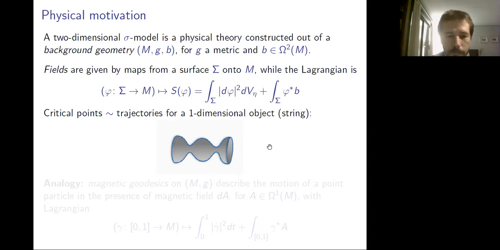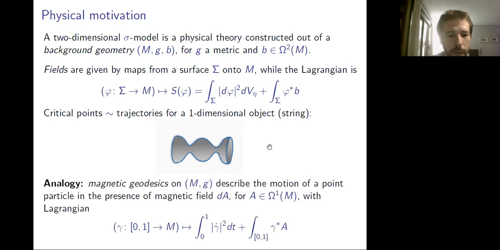Okay. So let me make an analogy which may clarify this picture. The analogy is with the magnetic geodesics on a manifold endowed with a 1-form. So if you fix a Riemannian manifold and you fix a 1-form on this manifold, the magnetic geodesics describe the motion of a point particle in the presence of a magnetic field, which is going to be given by the exterior differential of the 1-form.